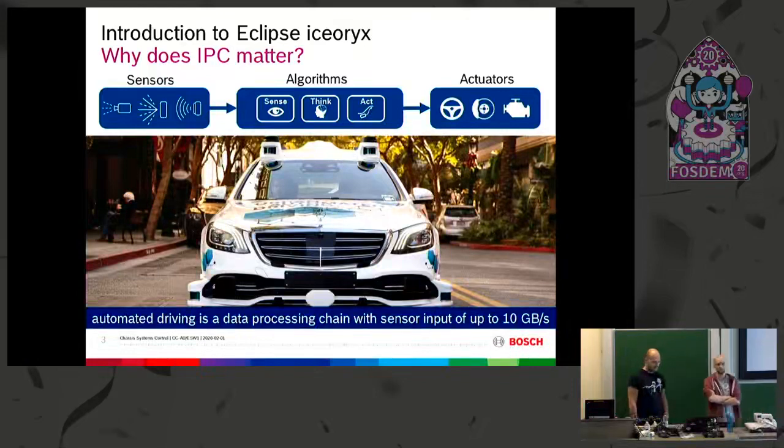And typically on the systems, you have an operating system. So each application runs in a virtual address space, and you need to overcome this virtual address space. And this is why you need inter-process communication. The main 2 requirements when it comes to autonomous driving are that we are transmitting large data sets, up to 10 gigabytes per second. And additionally, we need low latency because we're dealing with a real-time system.